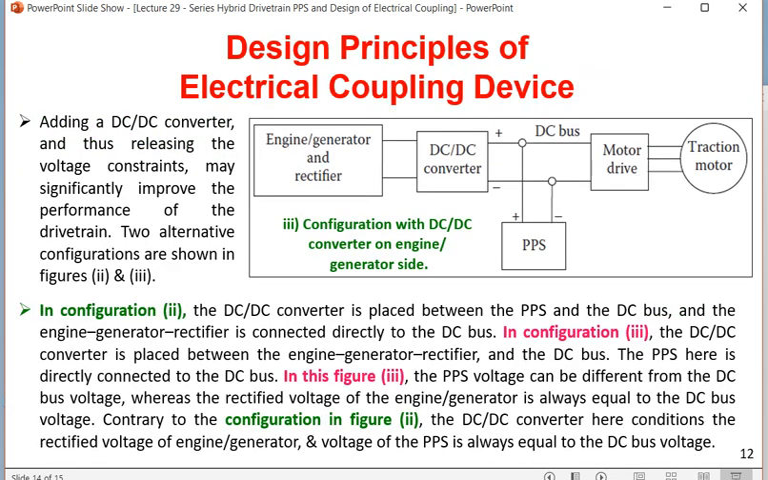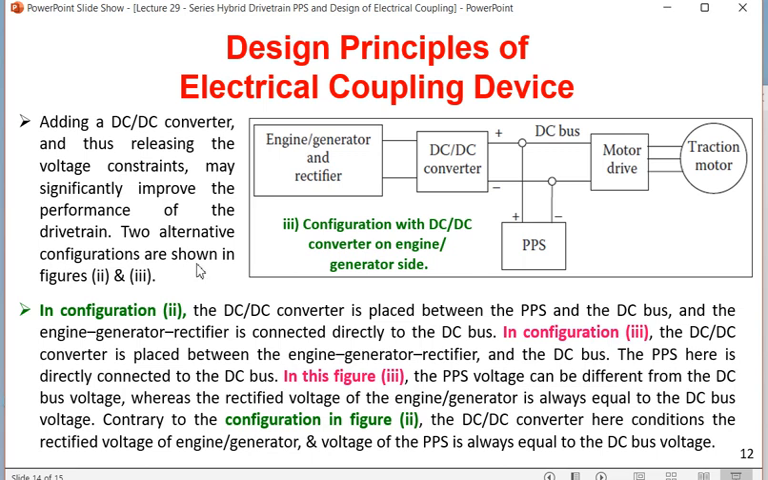So, design principles of electrical coupling of the device. This is actually the third configuration. I'm sorry, initially I said there are two configurations, but there are actually three. In the first configuration, it was direct: the engine and PPS were connected directly. In the second configuration, the PPS and DC to DC converter were in series and connected to the bus. In this case, the DC to DC converter is connected with the engine generator rectifier side. So adding a DC to DC converter and thus releasing the voltage constraints may significantly improve the performance of the drivetrain. Two alternative drivetrains are shown in figures 2 and 3.